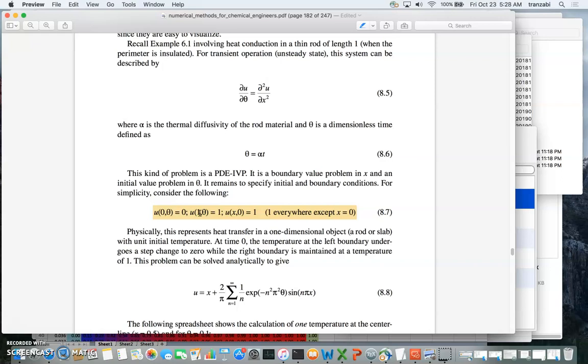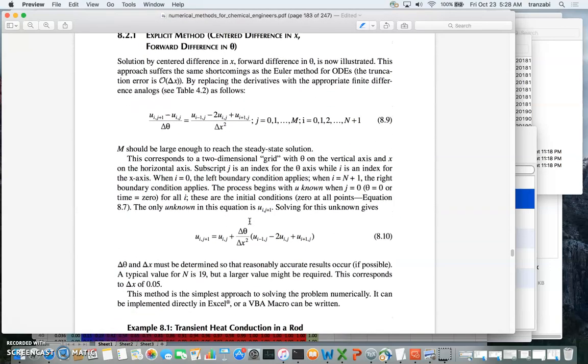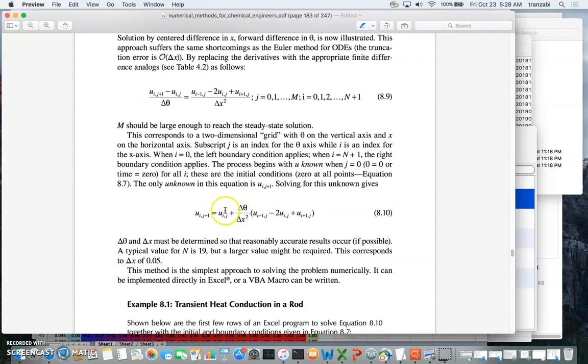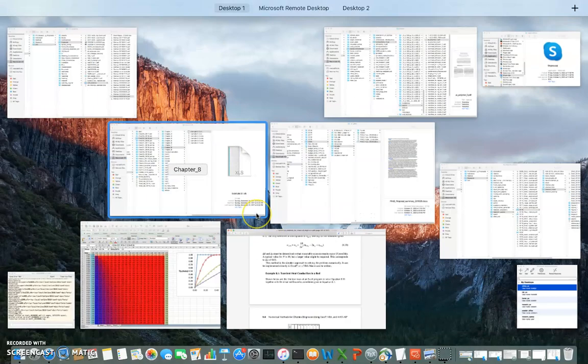Okay, so it's heat conduction in a rod. Initially everywhere is hot, temperature is 1. Then as time goes by, we're going to put the left end on ice and the right point on a source of heat, which provides temperature equal to 1, and then ask what is the temperature distribution from the left end to the right end. So we're going to look at how we can use a spreadsheet to do this. All right, so I'm going to show you the spreadsheet.